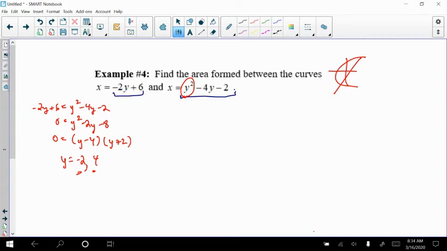So I just want to make sure I can get a sketch here, just to confirm which function is on the right and which function is on the left. A good way to do this: I know that y is negative 2 and y is 4 are the starting point and ending point, with an in-between. So if you pick any y value in between these two, you can put it into these functions to see which one has the greater x value. The greater x value would be the one that's more to the right.